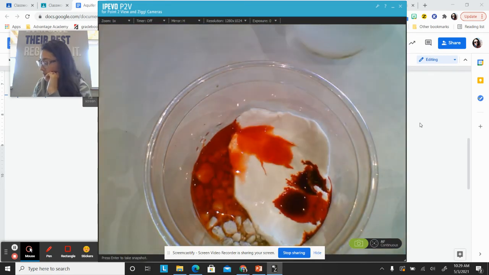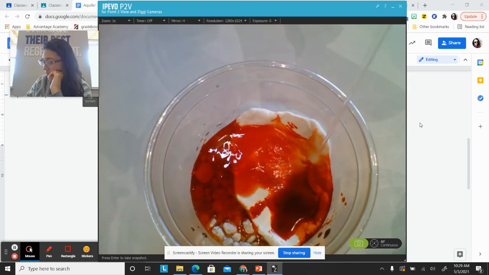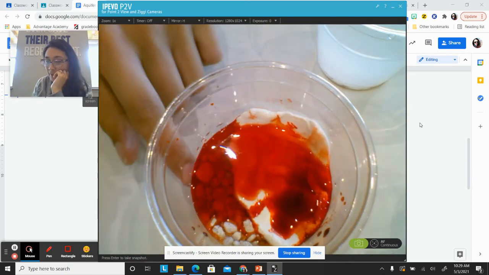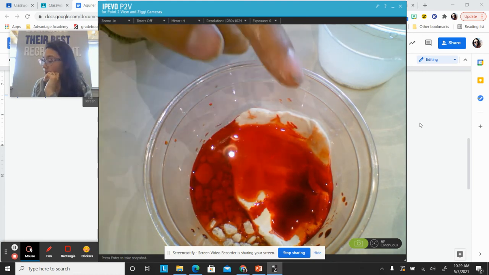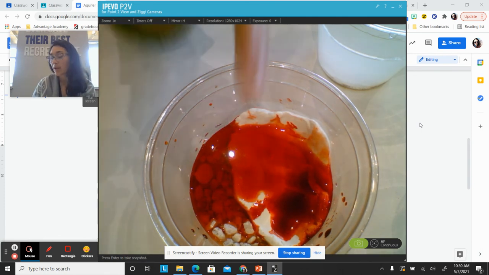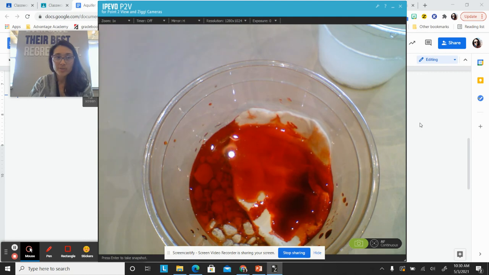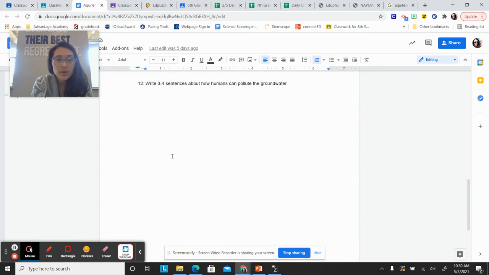But if it rains on top of that layer, what happens? It's going to go into the permeable layer here on this side, and it's going to contaminate our water anyways. So yeah, it's a good thing we have impenetrable layers, the confining layer, just so that we have less pollution. But once it rains, that rain is going to pick up the pollution and put it into our water supply anyways. Okay. Then your last thing you need to do on this sheet is to write 3 to 4 sentences about how humans can pollute the groundwater. So using what you saw today, how can we pollute our groundwater?